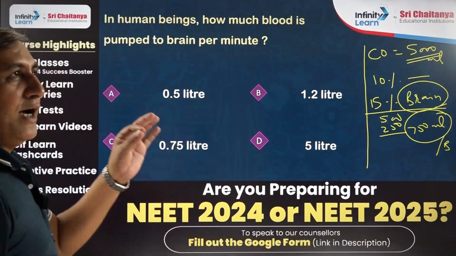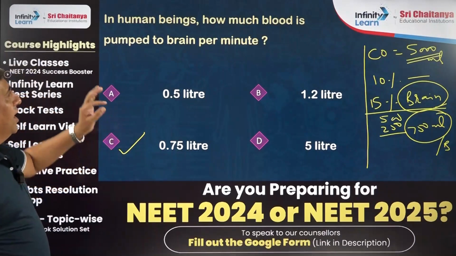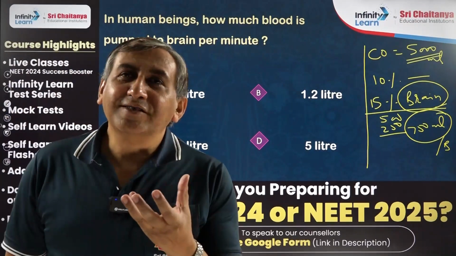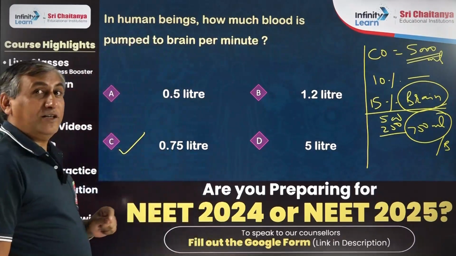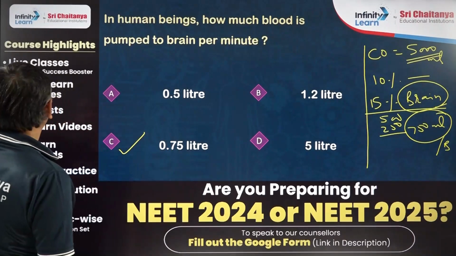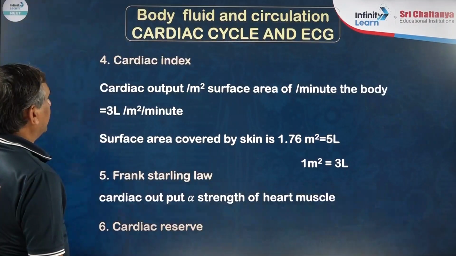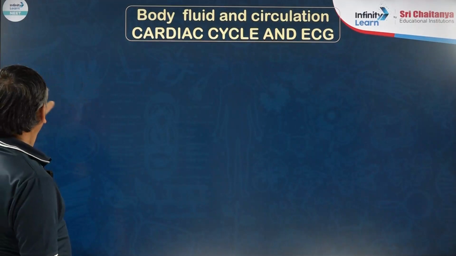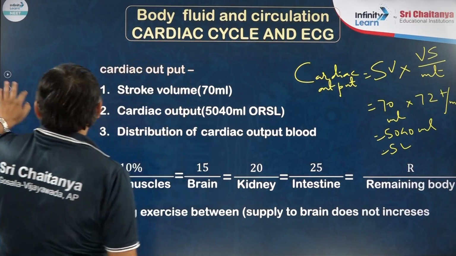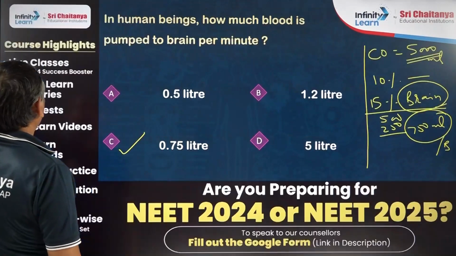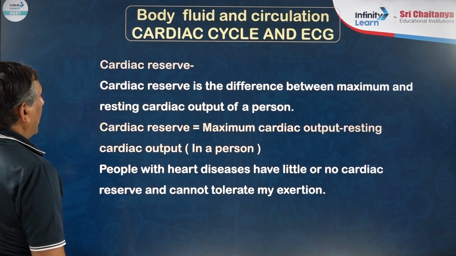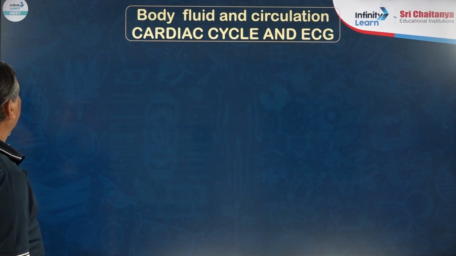You have to remember, in this topic you will get a simple numerical: how much blood is pumped to the brain per minute, how much blood is pumped to the heart muscles? 20%, 1 liter. How much blood will move to the kidneys? They can ask questions like this. So the key point to remember is that 10% goes to the heart muscles, 15% to the brain, 20% to the kidney, 25% to the intestine, and the remaining to the rest of the body. My answer is 3. Now I said this is not needed, so I am coming to the next one.